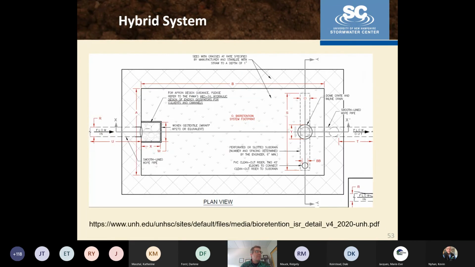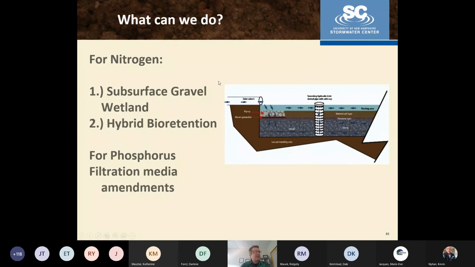So, I'm going to talk about nitrogen reduction first, and then I'll talk about the hybrid bioretention, and then we'll get into phosphorus next. And I'll just show you some of the background information. For nitrogen, really, it's gravel wetland. Again, it's our top performer.